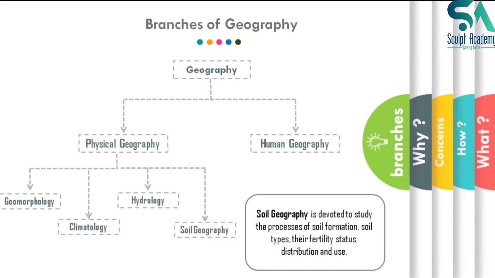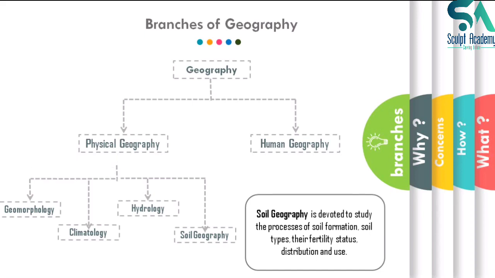Next is soil geography. Soil geography is devoted to the study of the processes of soil formation, soil types, their fertility, status and distribution and use. Means what are the various types of soils available on the earth, how they are distributed, how they are formed, what are their uses and how they differ in their fertility rate. So these are four basic branches of physical geography.